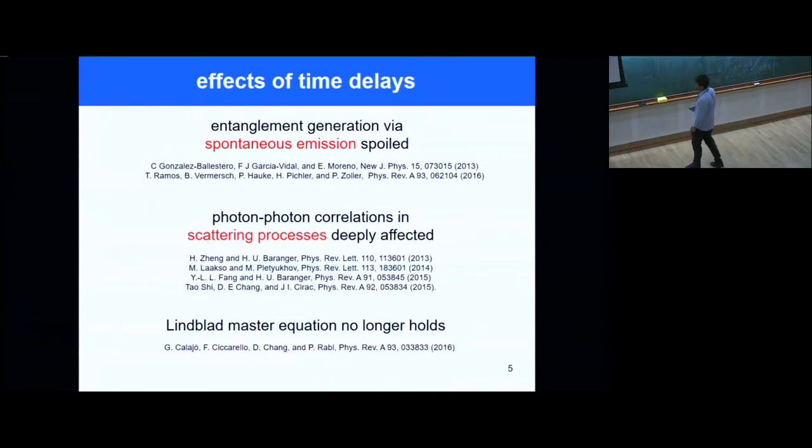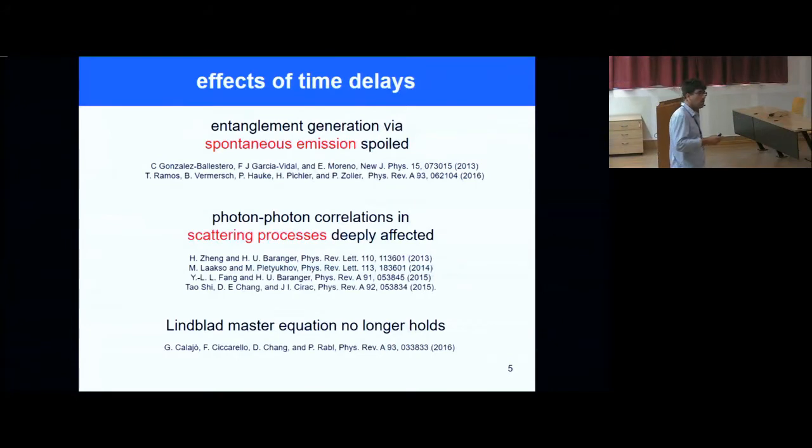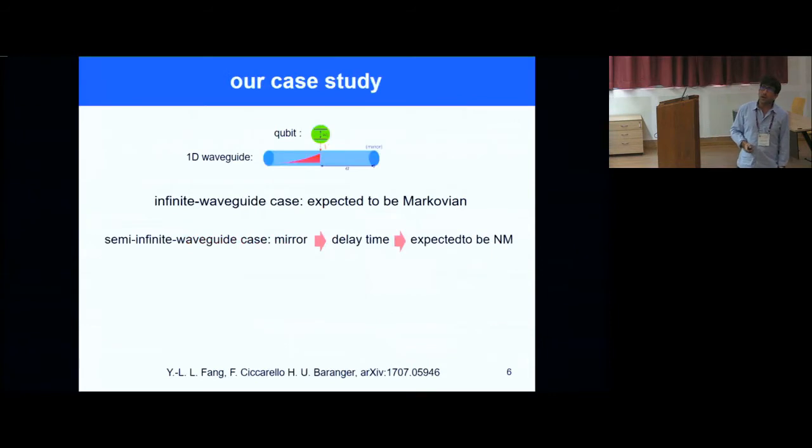Why is it not? Because whenever you have significant delay times, you expect that you introduce memory effects in the system, and so you expect non-Markovian effects to arise. So here, our goal was to explore and assess and even quantify, as you will see, how large are these non-Markovian effects in a case study. And the case study is just the scattering, a single photon scattering process from a qubit in a waveguide, both in the infinite and semi-infinite case.